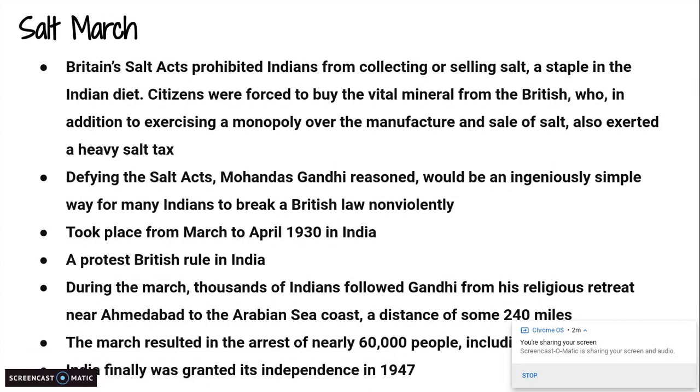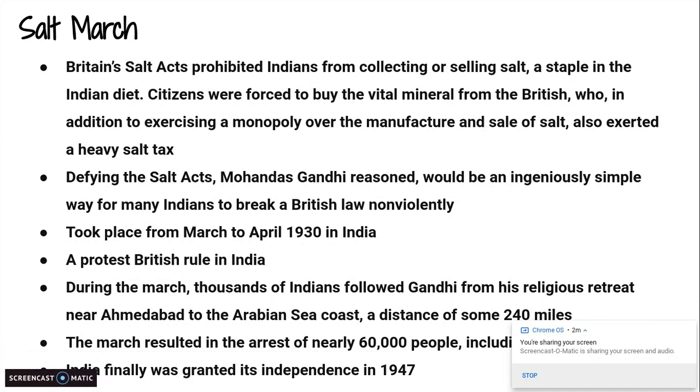Defying the Salt Acts, Mohandas Gandhi reasoned, would be an ingeniously simple way for many Indians to break a British law nonviolently. This took place from March to April in 1930 in India. This was a protest to British rule in India.